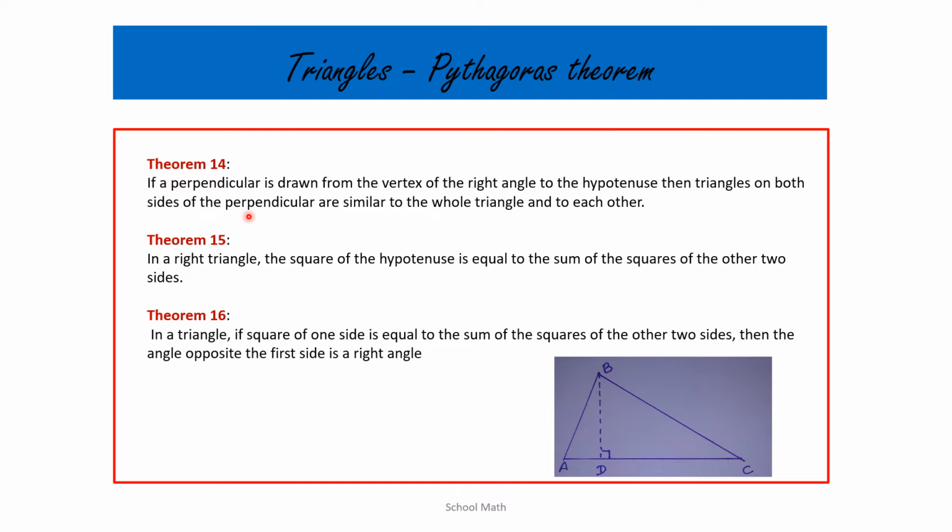Pythagoras theorem. Theorem 14. If a perpendicular is drawn from the vertex of the right angle to the hypotenuse, then the triangles on both sides of the perpendicular are similar to the whole triangle and to each other. Theorem 15. In a right triangle, the square of the hypotenuse is equal to the sum of the squares of the other two sides. Theorem 16. In a triangle, if the square of one side is equal to the sum of the squares of the other two sides, then the angle opposite the first side is a right angle.